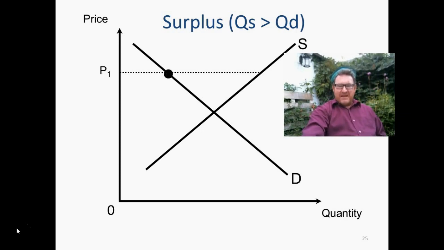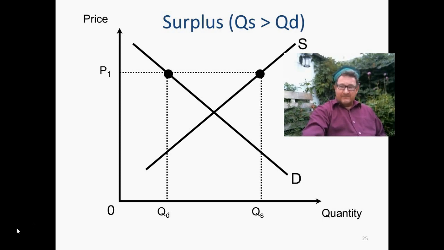So the quantity demanded, given by the demand curve, is here. And the quantity supplied is higher. So at that price of P1, the buyers say, at that high price, I'm not really willing to buy that much. Meanwhile, sellers say, at that high price, we would be willing to offer heaps for sale in the marketplace. So here we have a problem.